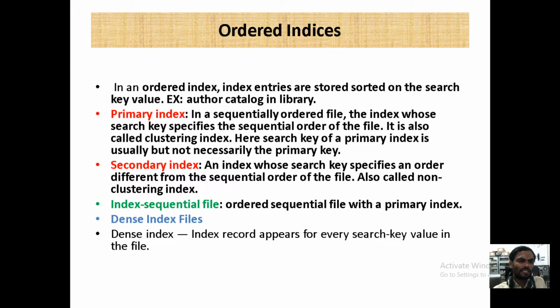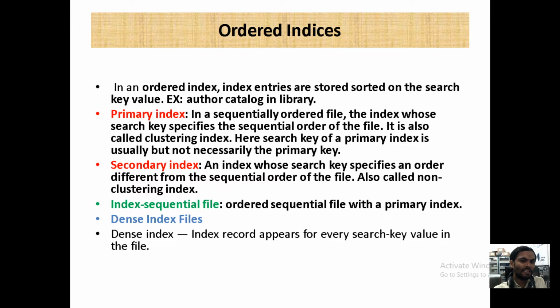Under the clustering index also we have the search key. When we write the query for a particular record, with the help of the index, it is searching and giving a unique value. That unique value we search with the help of the search key of the primary index, which usually is not necessarily the primary key. Coming to the secondary index.